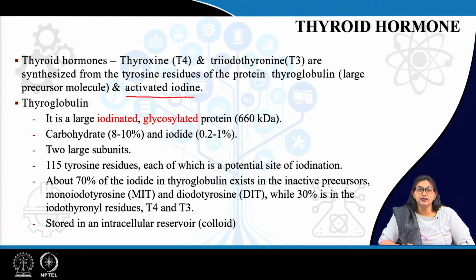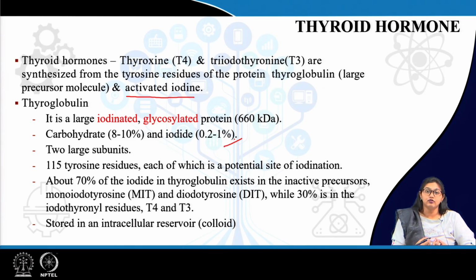Now, thyroglobulin, the precursor protein, is a large glycosylated and iodinated protein. Around 660 kilodalton is the molecular weight of this protein, where the carbohydrate content is around 8 to 10%. I told you this is a glycosylated protein, so the carbohydrate content is high, 8 to 10%, and the iodide is 0.2 to 1%. And remember, this range is based on the dietary availability of iodine, which decides how much iodination will be there in the thyroglobulin.